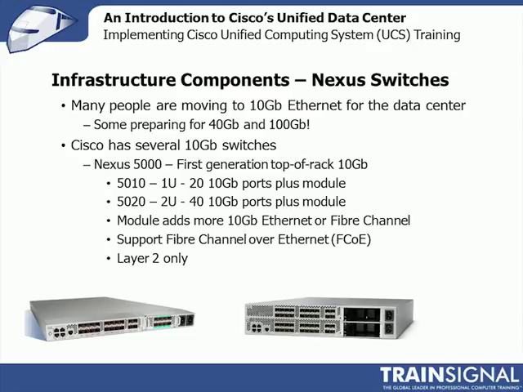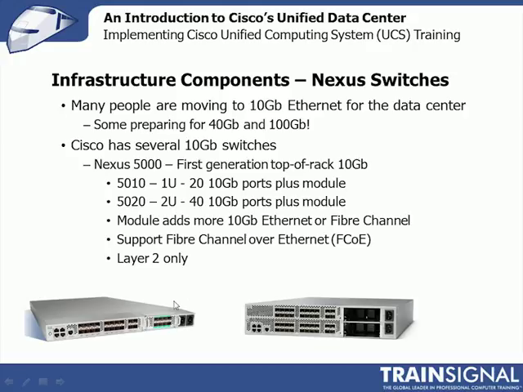Now, the first gen Nexus 5000s, there were 2 models, the 5010 and the 5020. The 5010 is a 1U switch, 20 10 gig ports plus a module. The 5020 is a 2U, 40 10 gig ports plus a module. It's actually 2 modules. We can see that here. It's one on top, one on bottom. So if you look at these switches, this is a 5010. It's got 20 ports right here. The green ports are an add-on module. Over here, we've got 20 on top, 20 on bottom, and 2 modules. So a 5020 is almost like two 5010s stacked.